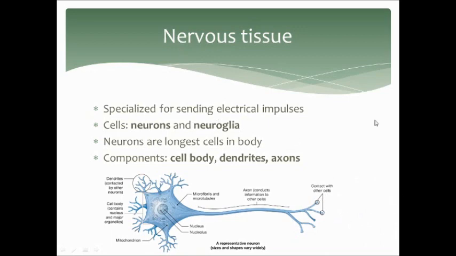And neuroglia cells are the helper cells of the nervous system. And we'll talk way more about that again when we get to the nervous system.